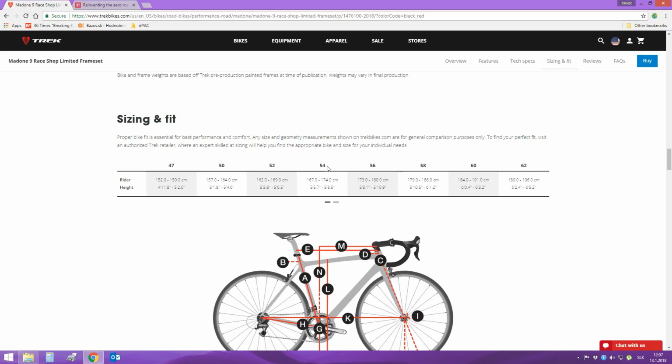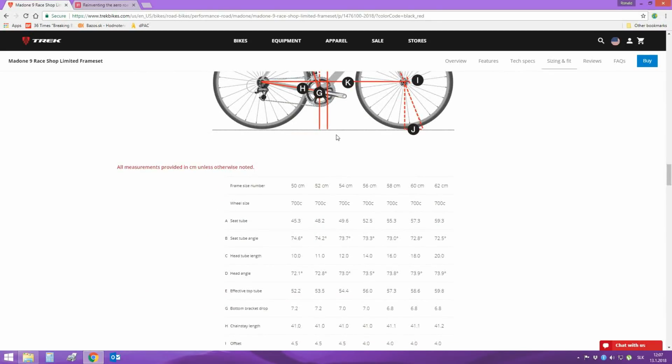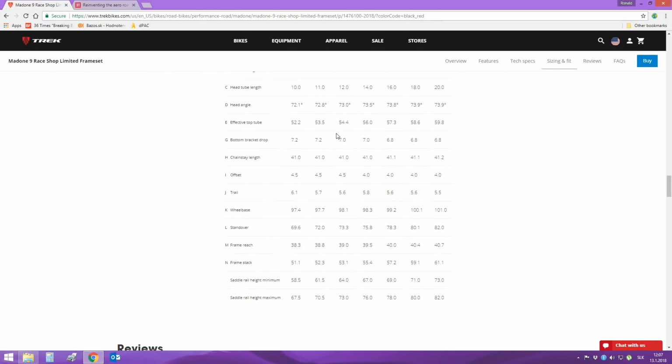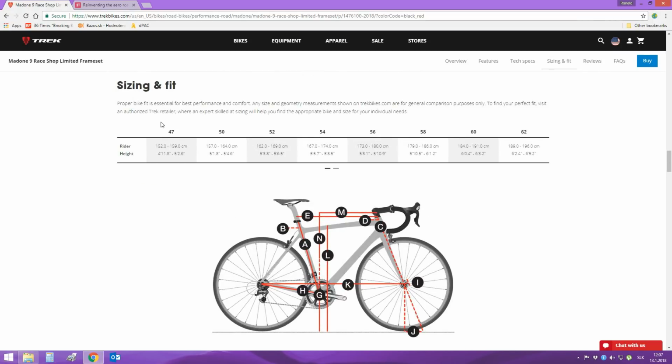So which one do we choose? Well, the thing is that the large one has more stack than what we want, and you can't remove really any kind of stack from the frame itself unless you use a super negative stem. So the best way would be to get a size medium and to compensate for the shorter reach with a longer stem, which can be easily done.